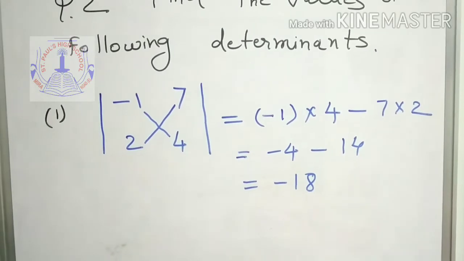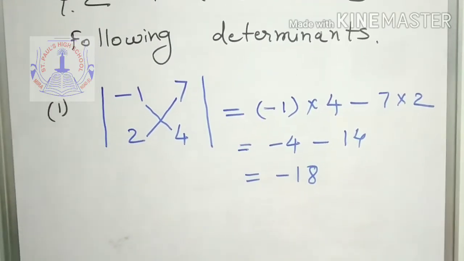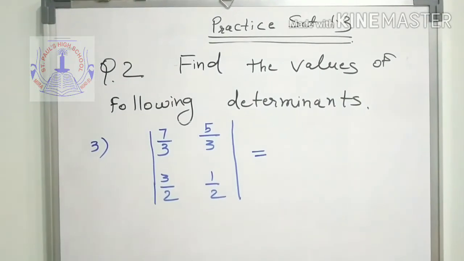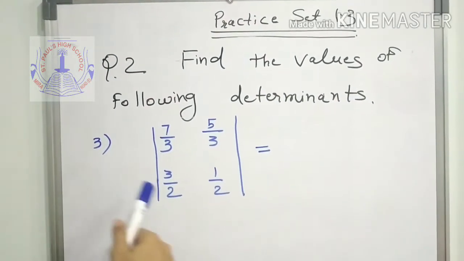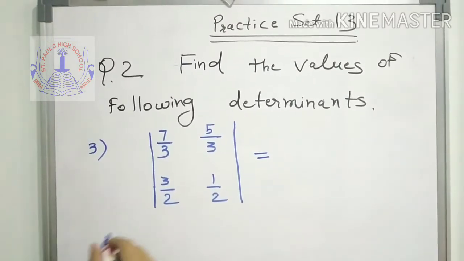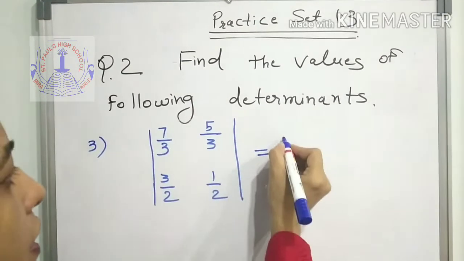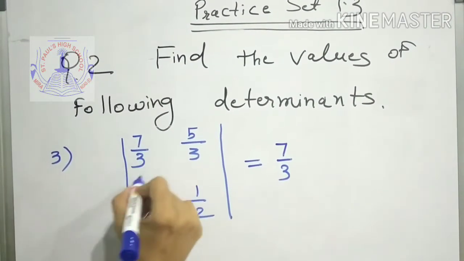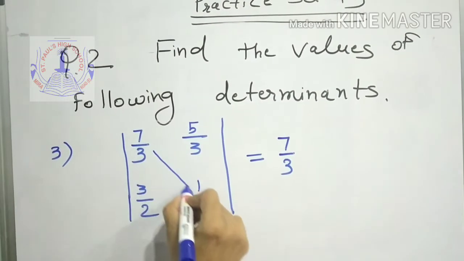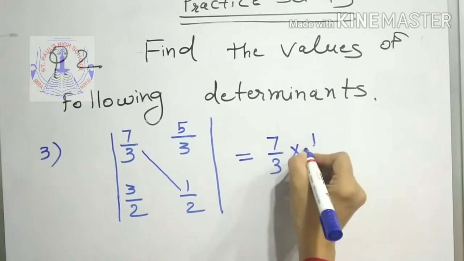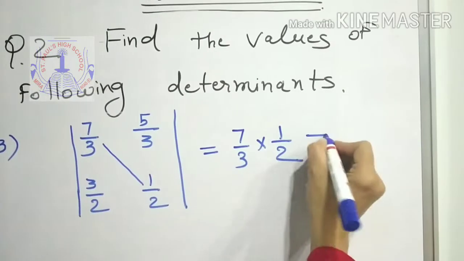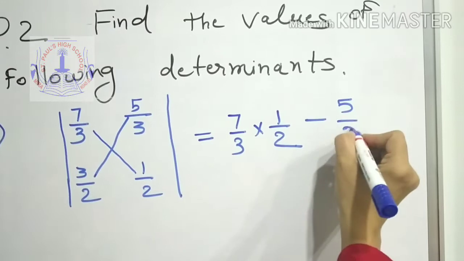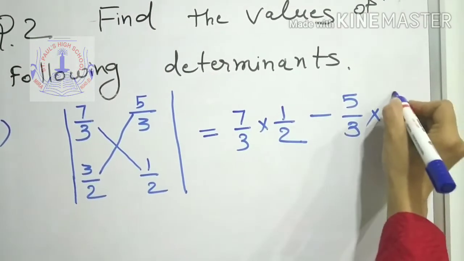Now the second you will do, as it is easy. I am doing the third question on the board. Here 7 upon 3 is the first fraction, or number, whatever is given, which has to be multiplied with 1 upon 2, minus 5 upon 3 multiplied with 3 upon 2.